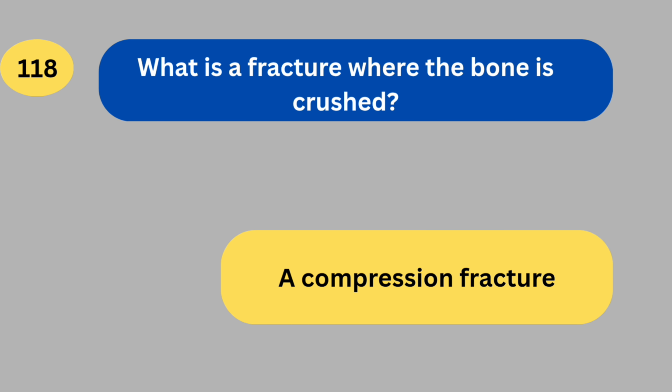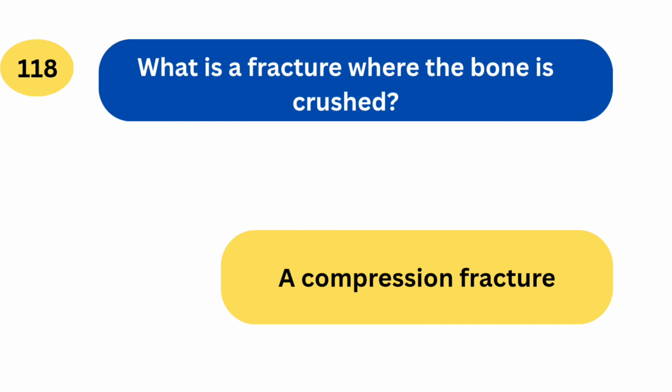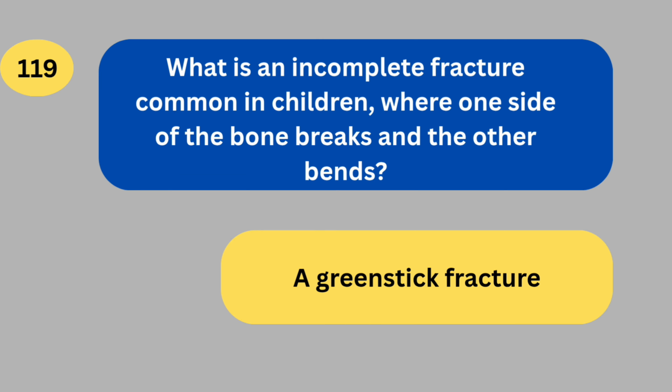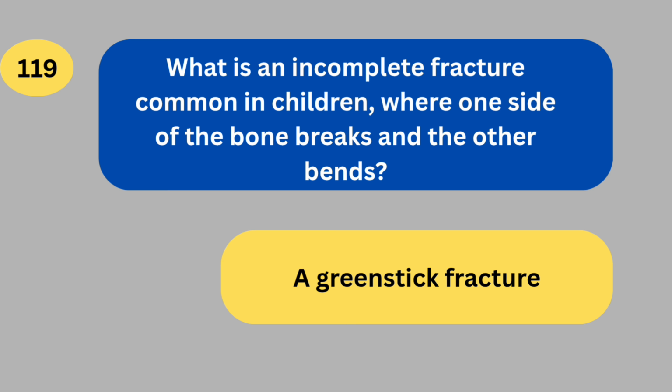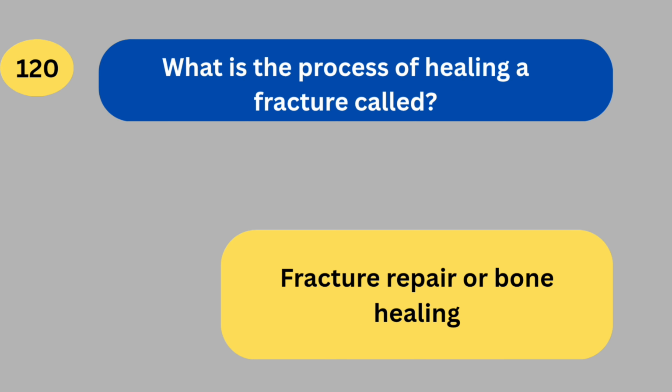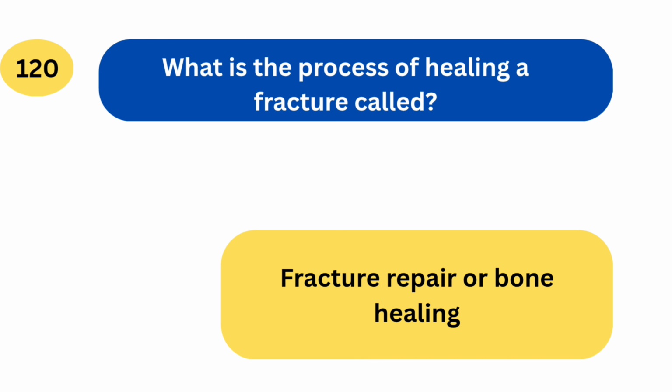What is a fracture where the bone is crushed? Answer: a compression fracture. Next question. What is an incomplete fracture common in children, where one side of the bone breaks and the other bends? Answer: a green stick fracture. Next question. What is the process of healing a fracture called? Answer: fracture repair or bone healing.